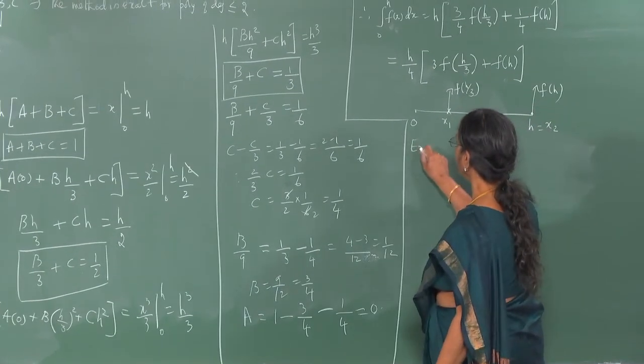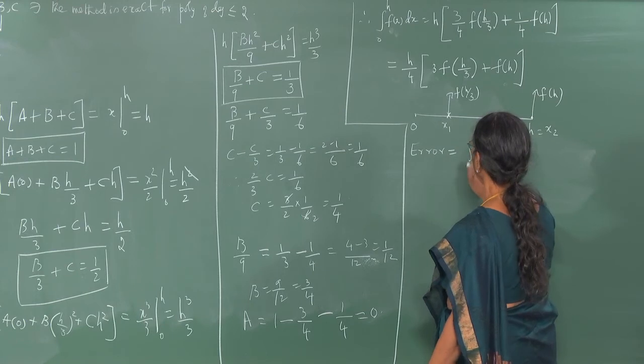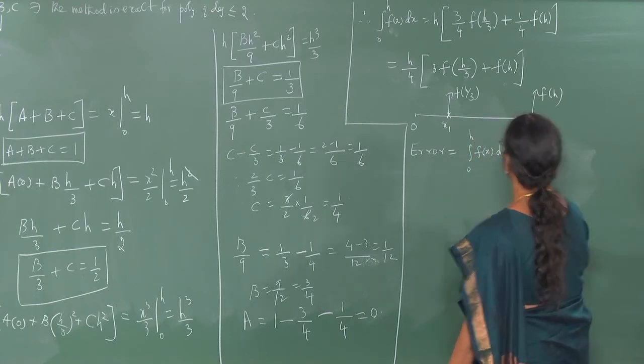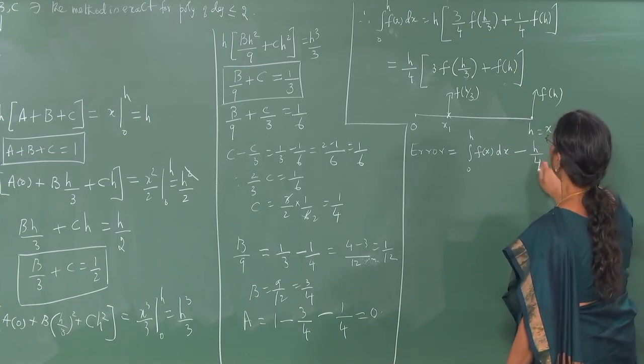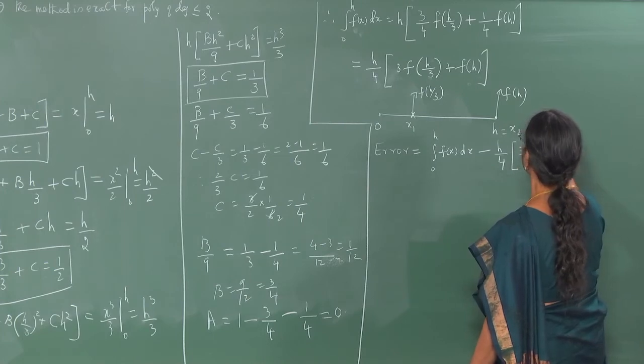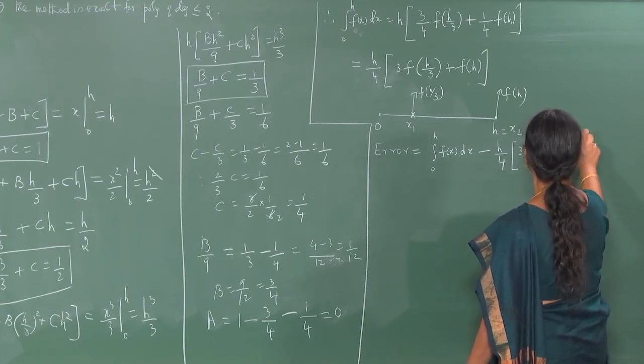So, we compute the error and we see that it is integral 0 to h f of x dx minus h by 4 into thrice f of h by 3 plus f of h.